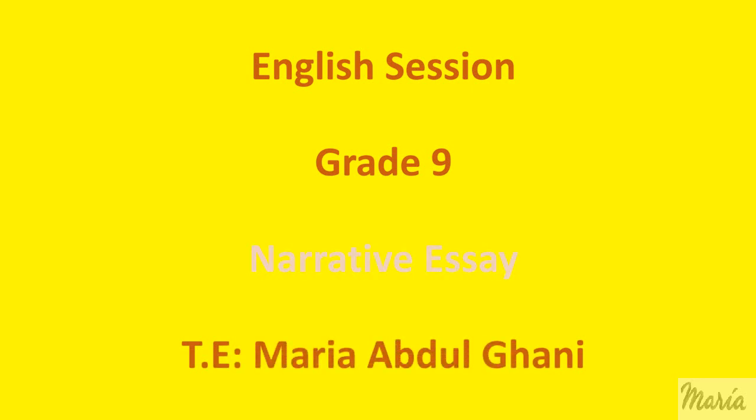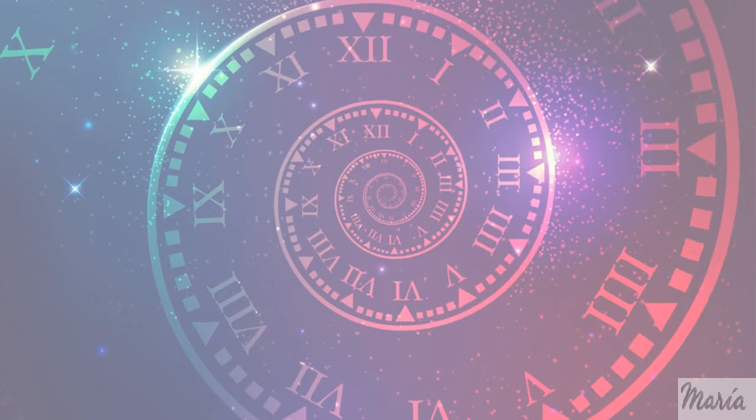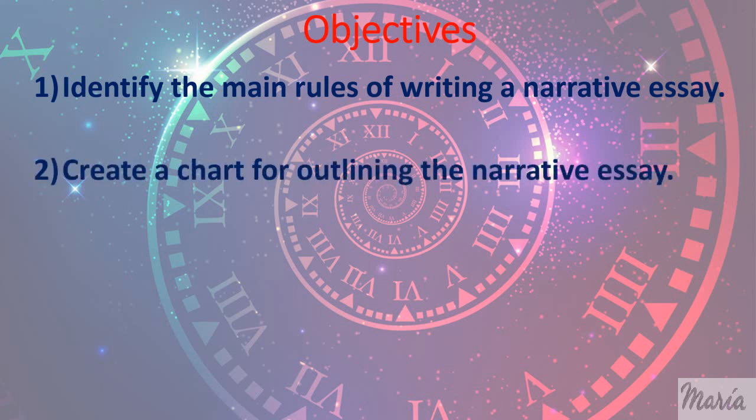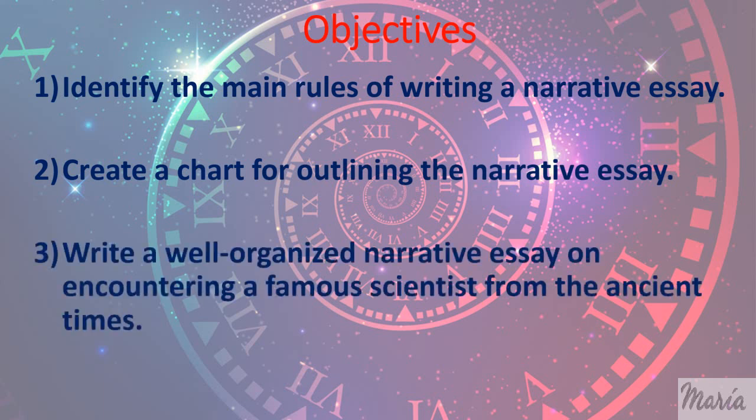Hey all. Our objectives for today will be to: 1. Identify the main rules of writing a narrative essay. 2. Create a chart for outlining the narrative essay. 3. Write a well-organized narrative essay on encountering a famous scientist from the ancient times.